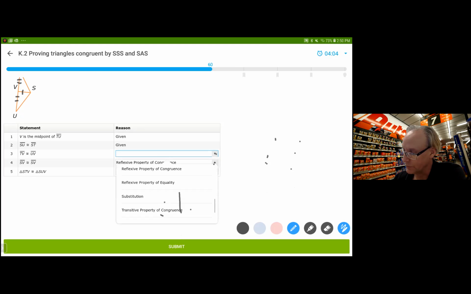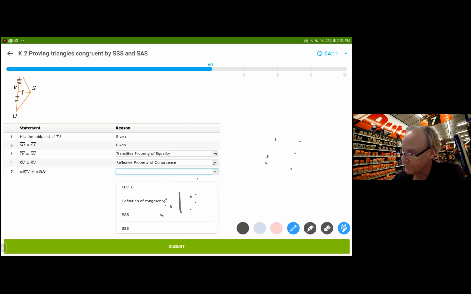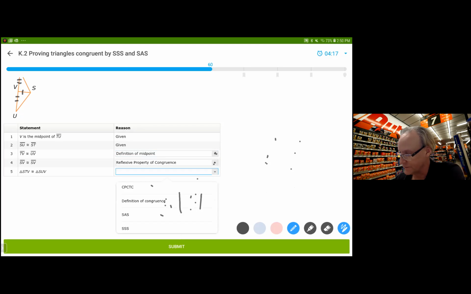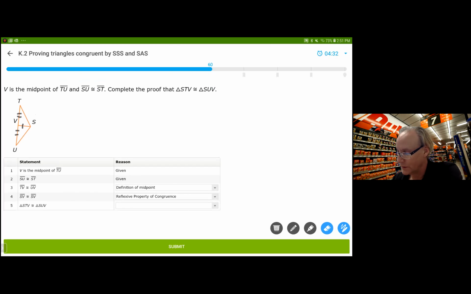We got to move it up. Darn it. That's it. Where's my def? Man, I'm making a big mess. Definition of midpoint. Let me erase some of this. Sorry. Okay. What I need to do is put my eraser on so that I'm not making a big mess. And of course we have, what else do we have here? V is the midpoint.